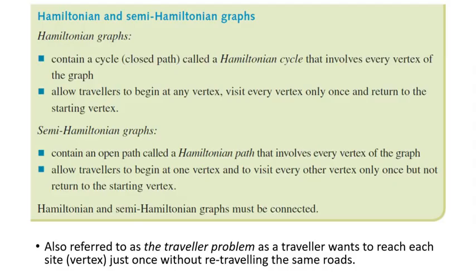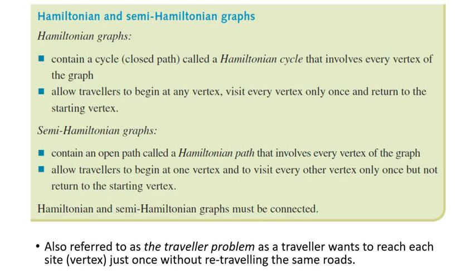I'll get you to write these ones down as well, guys. Hamiltonian graphs contain a cycle, called a Hamiltonian cycle, that involves every vertex, allows you to begin at any vertex, visit every vertex once, and return to the start.